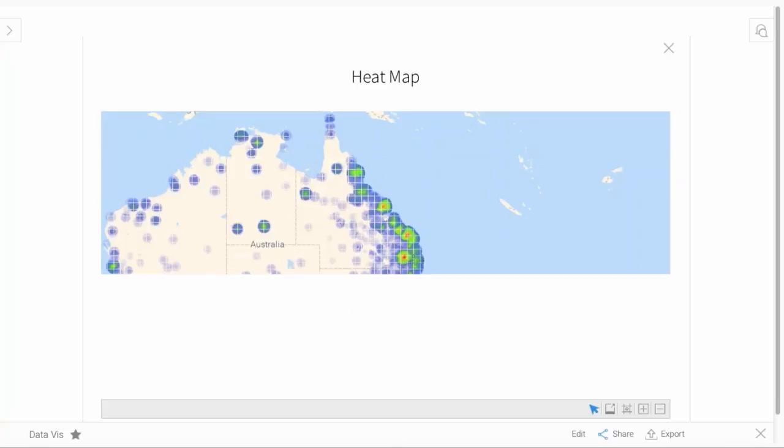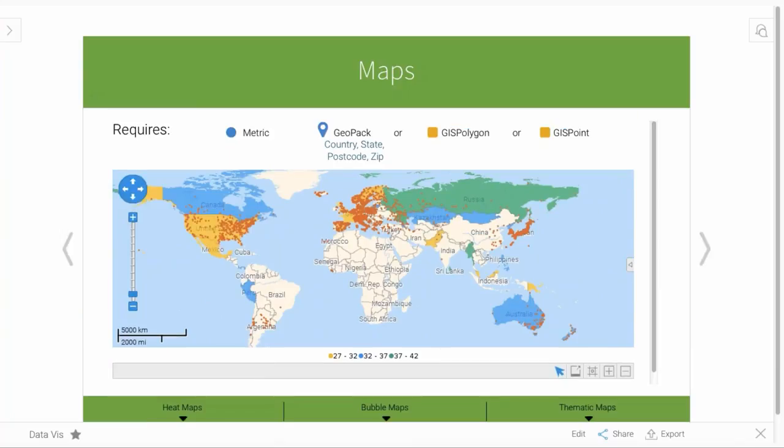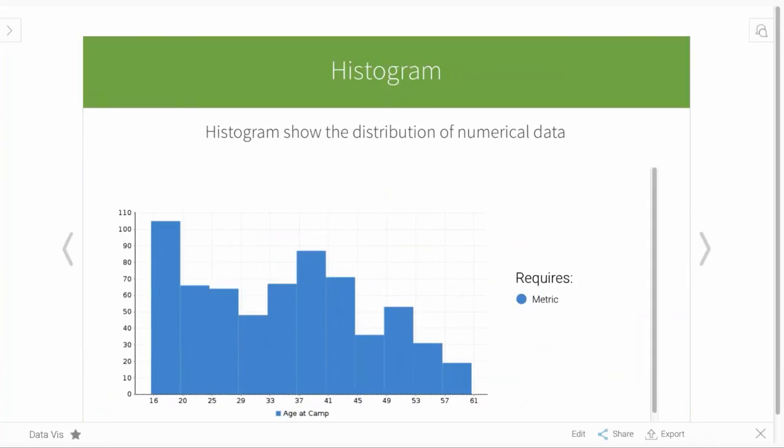So another map type is a thematic map, which shows the concentration of occurrences of interest in the same location. And as we showed you in that first example, if I just go back here, you can also layer bubbles on top of thematic maps as well in Yellowfin using layers. Okay, the next chart type we're going to look at is the histogram.